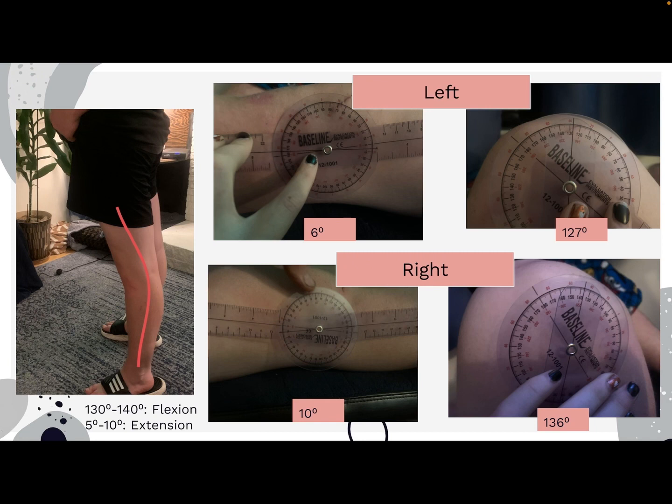On his left leg, he's a little under the requirement of 10 degrees by having only 6 degrees, and on the right, he has just barely made that mark of 10 degrees. As well, we decided to record his flexion, and he's right within the mark of having good flexion, which is between 130 degrees and 140 degrees.